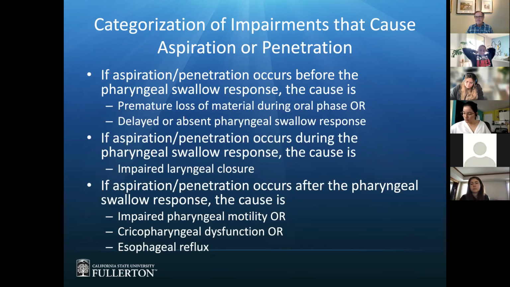Okay? Wait, I'm sorry, before you move on. So the lower part is the cricopharyngeal dysfunction, but you said that starts at the base of the pharynx? Well, what happens is you see the stasis at the base of the pharynx. Okay. Thank you. You're welcome.